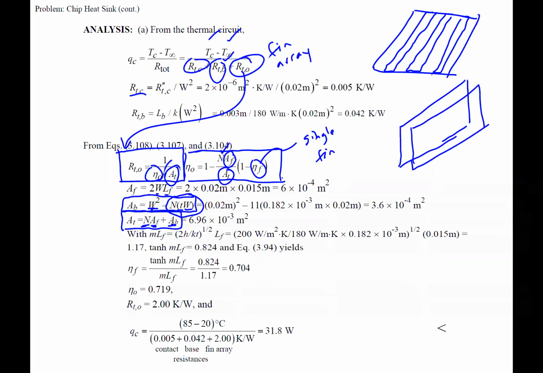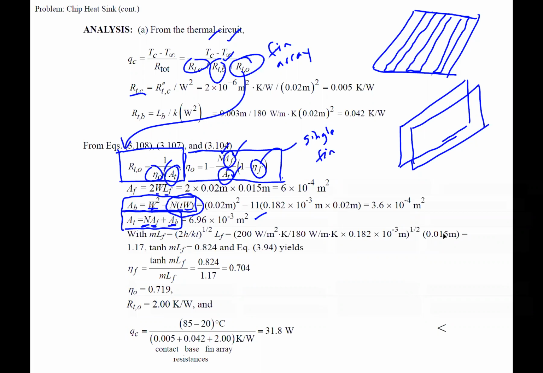Okay. All right, so that means now we have base area. We can solve for our total area. We got an equation for that. We have total area, fin. So we need the single fin efficiency still.